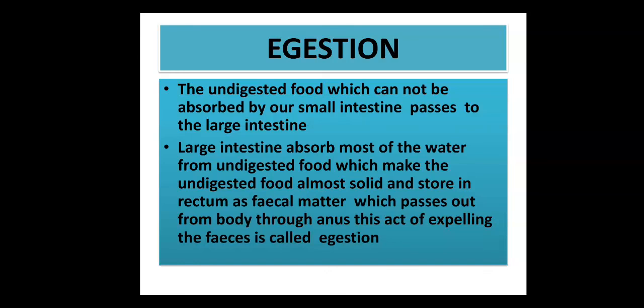Now the large intestine has three parts. The first is the cecum, then the colon, that is the ascending colon, transverse colon, and descending colon, and then the rectum. So the rectum will finally store the fecal matter, and when the neural signal comes to pass it out, it will be removed from our body through the anus, in the form of fecal matter or excreta. And this whole process of expelling the feces is known as egestion.